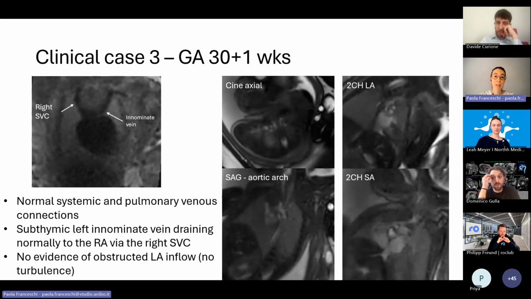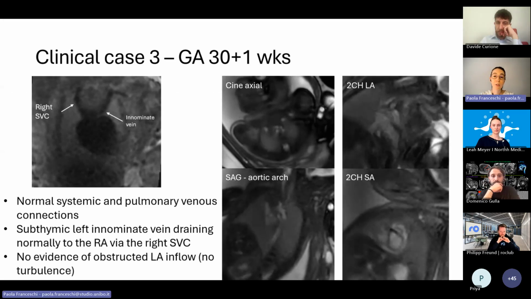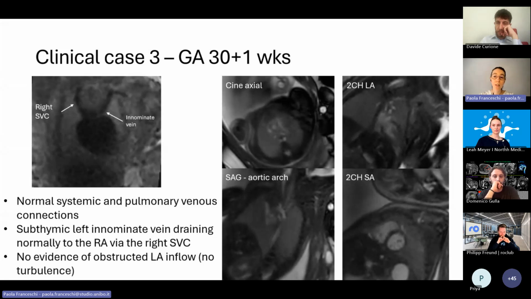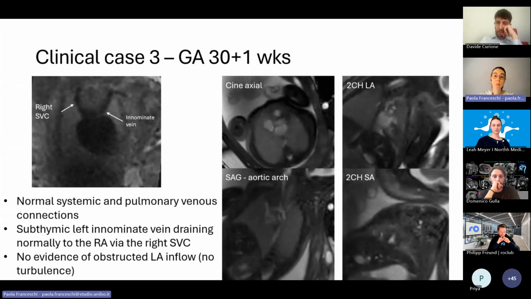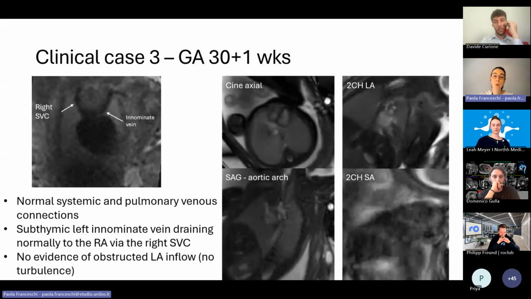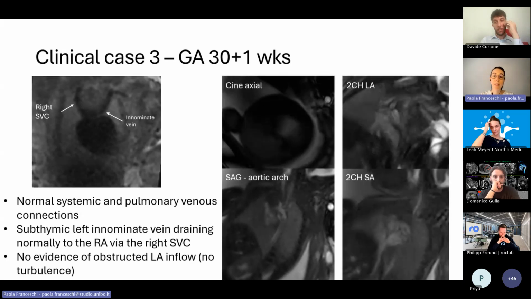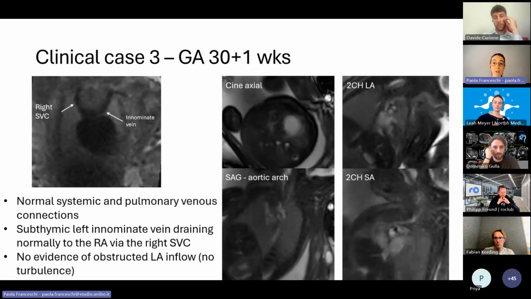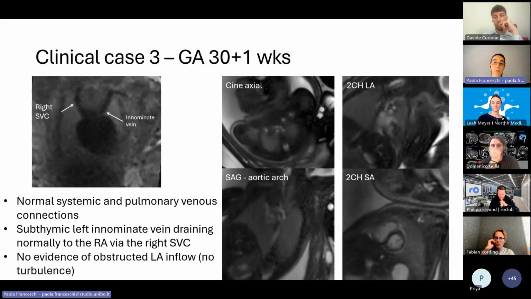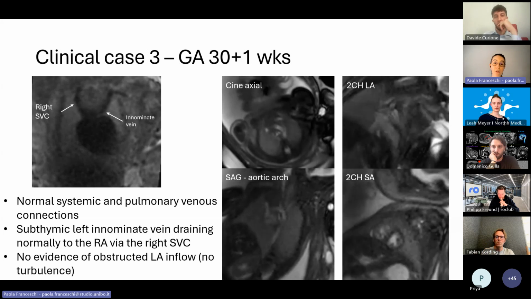In this third case, fetal echo raised concern for chordae triatum associated with TAPVR, with a suspected drainage of the pulmonary veins into systemic veins. On MRI, however, we were able to demonstrate normal systemic and pulmonary venous connections. We also identified a left innominate vein with a subthymic course, but with normal drainage.